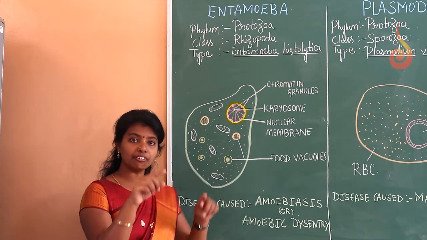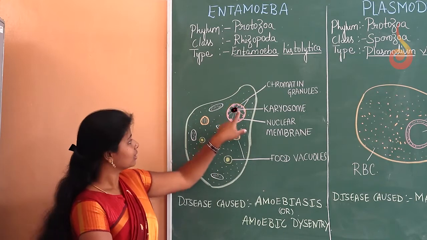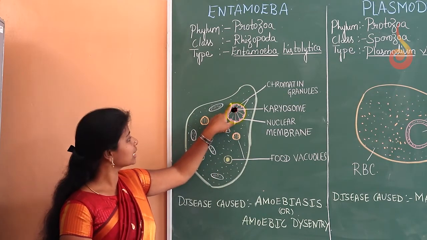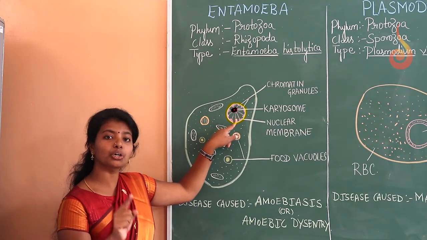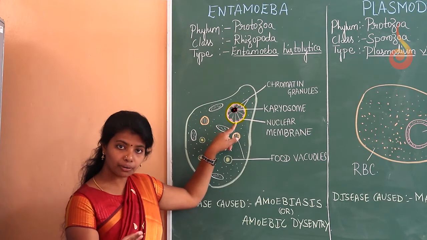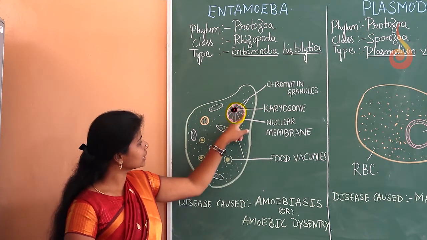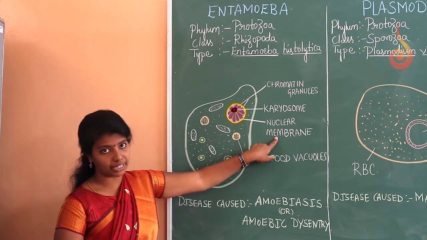Here the chromatin forms a single, peripheral layer. So in the center there is the karyosome. Surrounding the karyosome there is a single layer of nucleoprotein. Nucleoprotein is nothing but chromatin. And the chromatin is surrounded by the nuclear membrane.